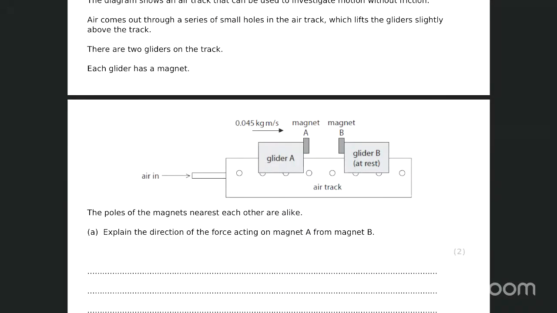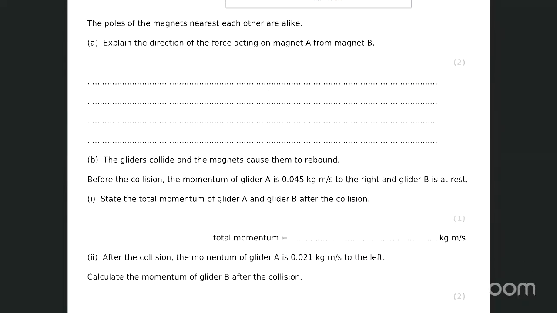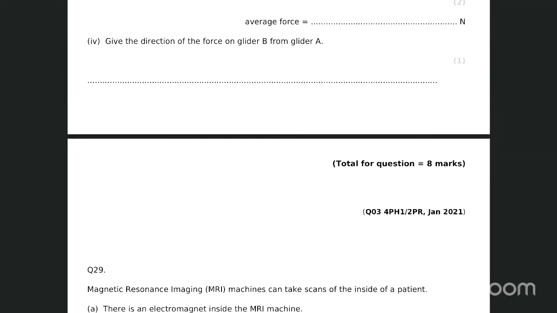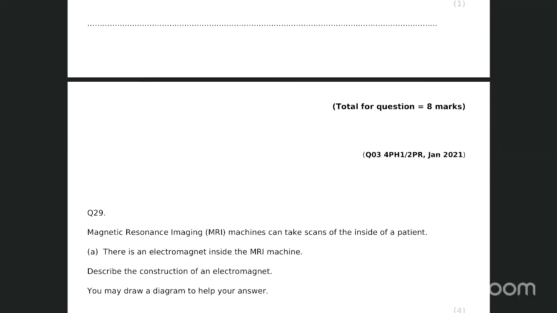But just imagine you are using the same poles, north and north. Then there will be a repulsion force, and therefore the gliders will be repelled from each other. So this is a good question. Please go through that and complete it for homework. I will discuss that next week. Go through the question properly and try to complete it.